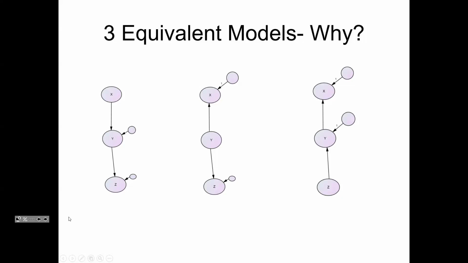Remember when we talked about over-identifying restrictions way back in the beginning of class? All three of these models have the same over-identifying restriction. We have one degree of freedom, so we have one over-identifying restriction. And that is that after controlling for Y, the correlation between X and Z is 0. We're really saying the partial correlation between X and Z is 0 after controlling for Y.